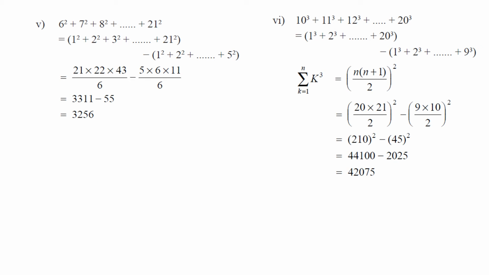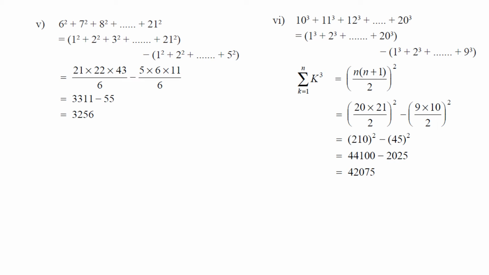Fifth sum. 6 squared plus 7 squared plus 8 squared up to 21 squared. So what can we do first? First 1 squared plus 2 squared plus 3 squared etc. up to 21 squared minus 1 squared plus 2 squared etc. What is the first number here? 6, so you write 5. So 1 squared plus 2 squared etc. up to 5 squared. The k squared formula is what? N into n plus 1 into 2n plus 1 by 6.